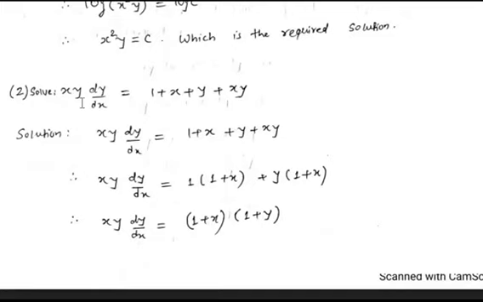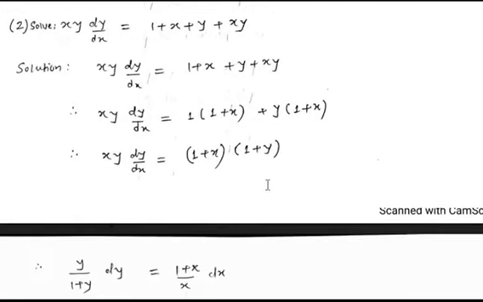Now moving on to the second example, xy dy by dx equals to 1 plus x plus y plus xy. So the left hand side is xy dy by dx, and the right hand side is 1 plus x plus y plus xy. Taking 1 common from 1 plus x, in bracket we will have 1 plus x, and taking y common from these two terms, we will have 1 plus x in bracket. Now taking 1 plus x common from these two terms, 1 plus x will be in one bracket, and in the second bracket we will have 1 plus y.